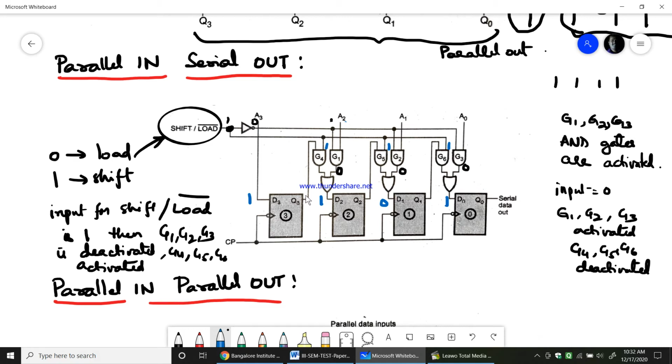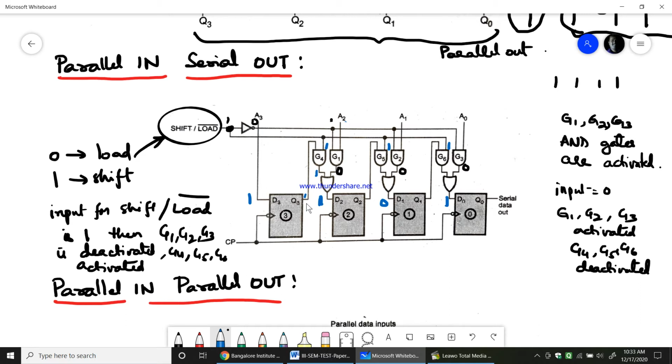Now for example, if the output is 1, 1 is given to G4, and 1 ANDed with 1 will give you 1. So it means that this AND gate G4, G5, G6 will allow you to connect Q3 to D2. Similarly Q2 to D1, similarly Q1 to D0. So when they are connected, and if you keep on pressing the clock pulse, then they work as a shift register, like how I have explained in the previous part, serial in, serial out, or serial in parallel out, whatever I have explained.